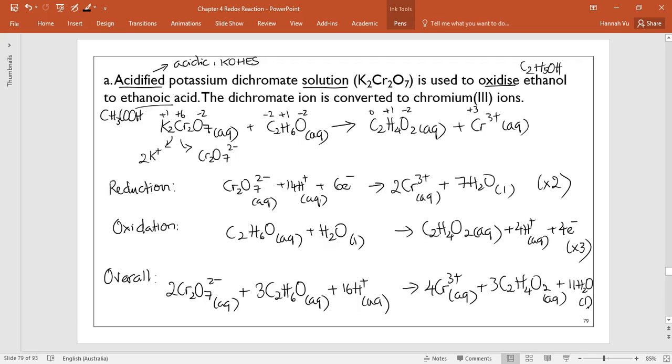Just going to do a quick charge check. 16 and 4 is 12+, and then you have 12+ here. Let's do oxygen, so this is 14. 14 and 3 is 17, and we can get 6 and 11. So that looks good, I think. I'm happy with that for question 5a.